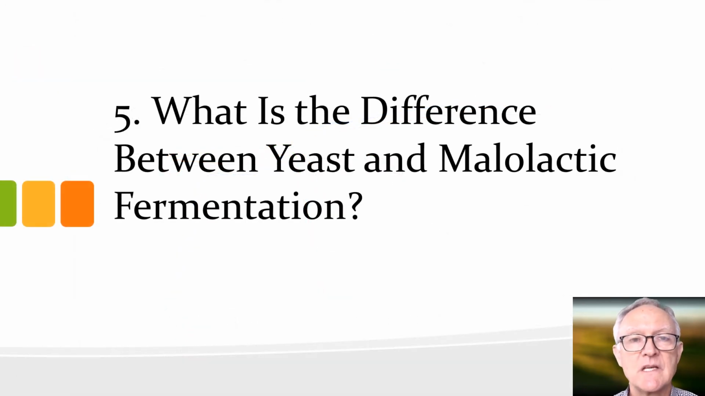Last topic in this module is what's the difference between yeast and malolactic fermentation. So we talked about them a little bit already. Yeast fermentation, of course, is also known as alcoholic fermentation. We also call it primary fermentation. That's what turns our grape juice into wine. Malolactic fermentation is also called secondary fermentation. That's what turns malic acid into lactic acid. And that's optional. Some wines go through it, some don't.